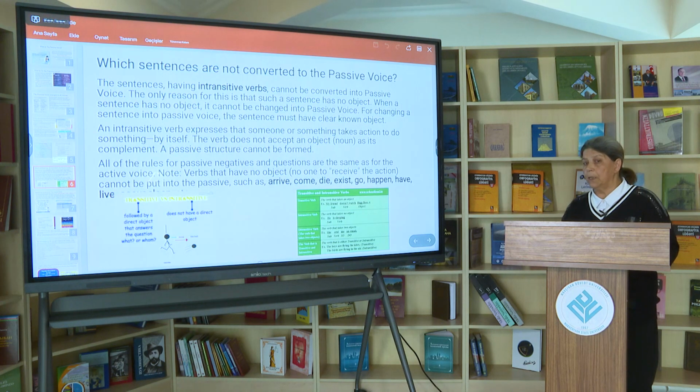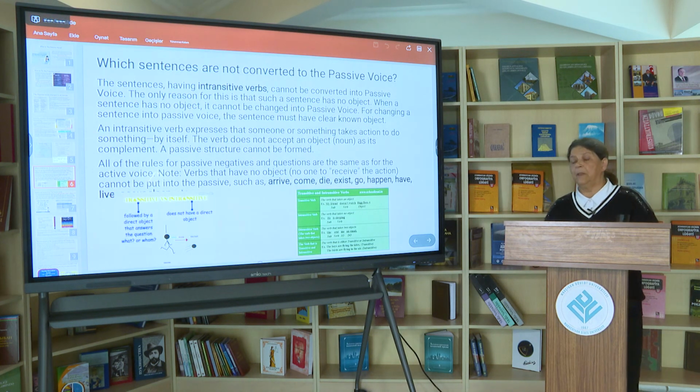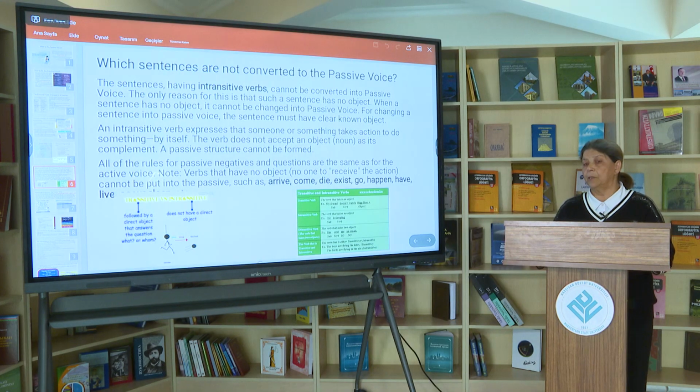And the third case is if it deals with a general truth. For example, when summer comes, it is often hot. In this case, we can never convert them into passive voice.